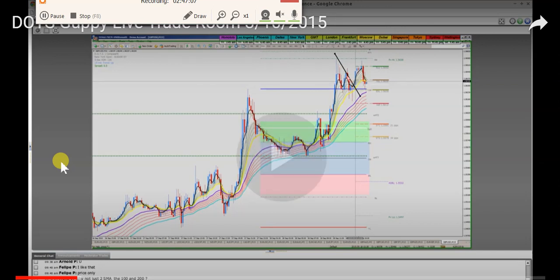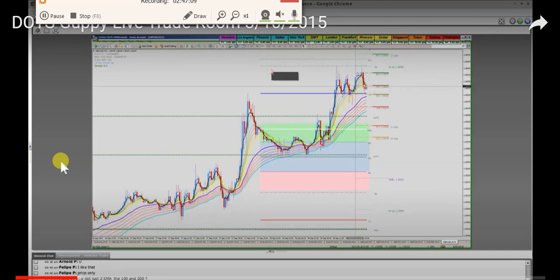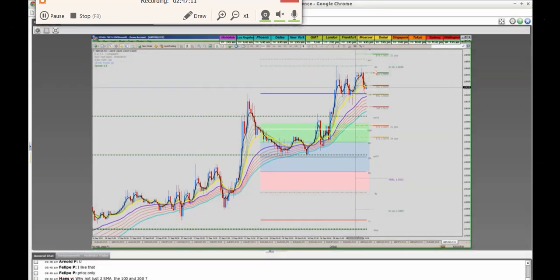Pushed up, and look what it tagged. I want everybody to see this. I want everybody to see this. It tagged right at a level that was given to you at the start of the day. It tagged it right there. Came back, settled on yesterday's high, and it pushed up.